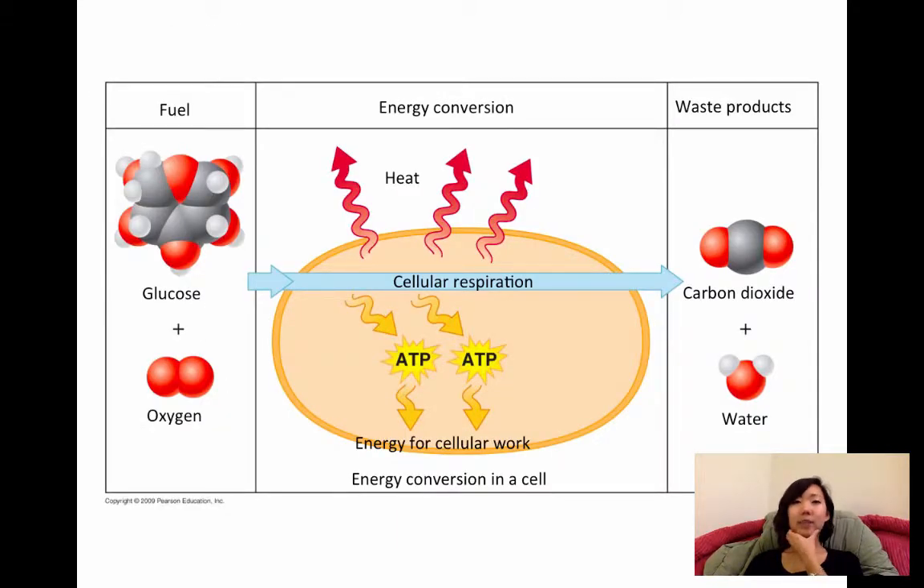Right here is an example. This is cellular respiration, and you can see that you have your starting materials, glucose and oxygen, and as they get converted into carbon dioxide and water, some energy is released as heat, and that increases the entropy of the universe, increases the randomness. It's unusable, but some of that energy can be used to create ATP, which is a usable form of energy.